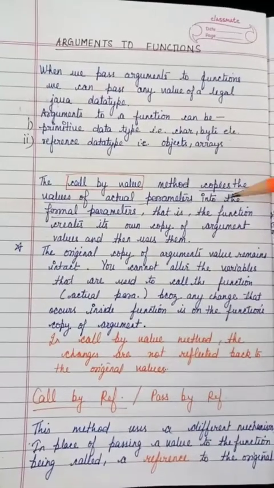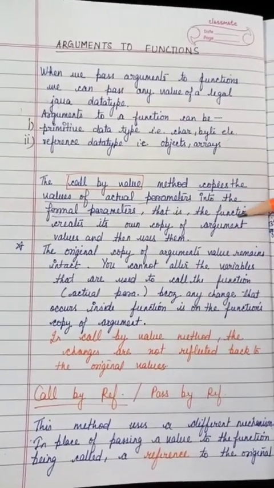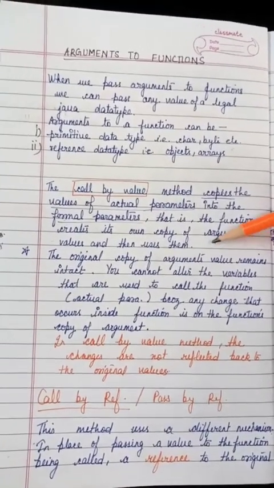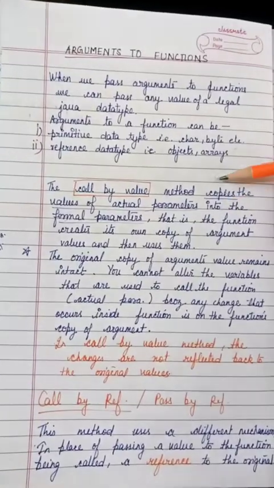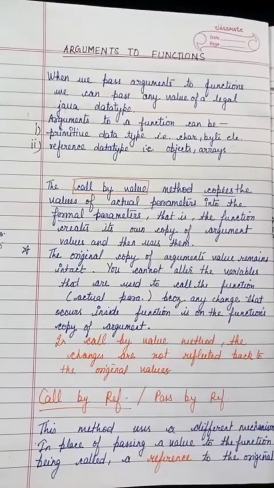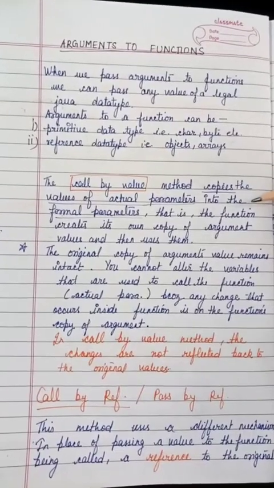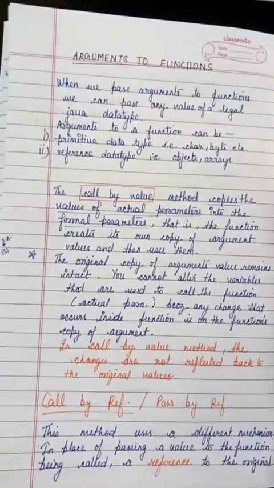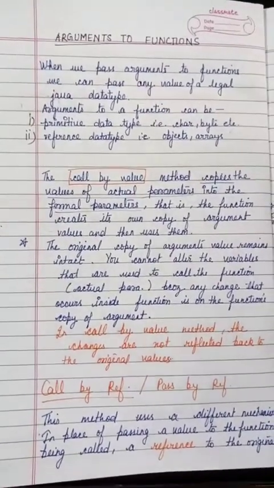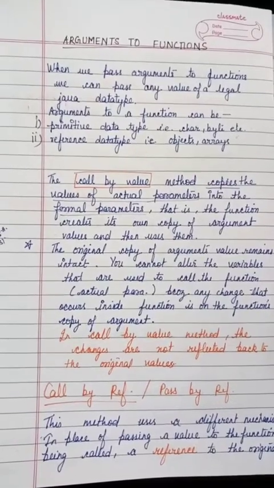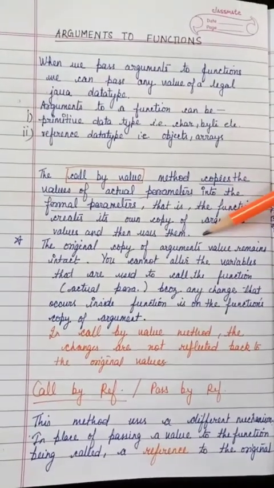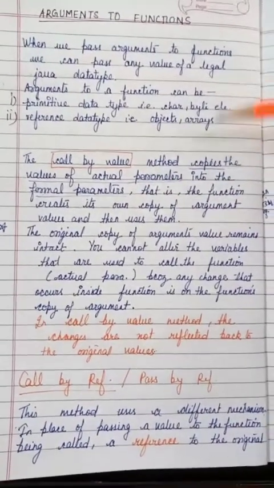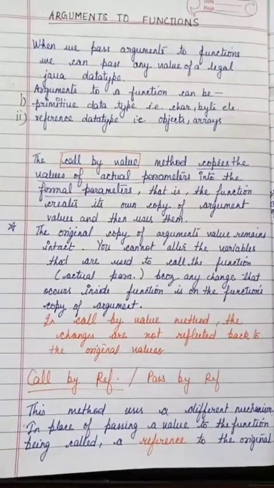That is, the function creates its own copy of parameters and then uses them. If you are passing values, then the function will be receiving the copy of the actual parameters. The function will have its own copy of parameters, and then the function will use them. The original copy of the argument value remains intact, as you are receiving the copy of the original value. You are not receiving the original value.